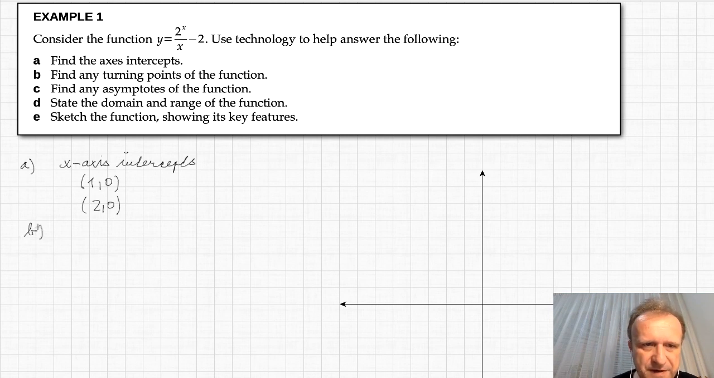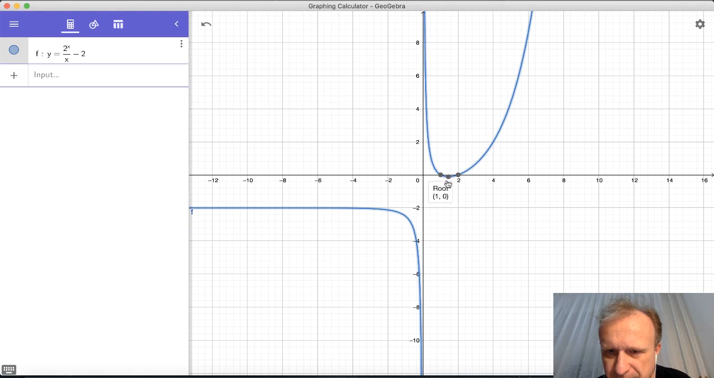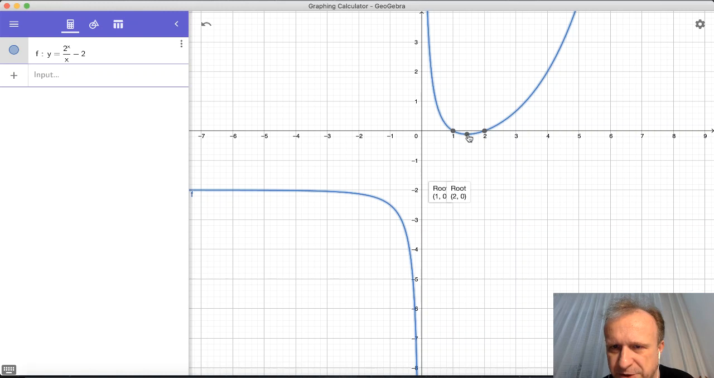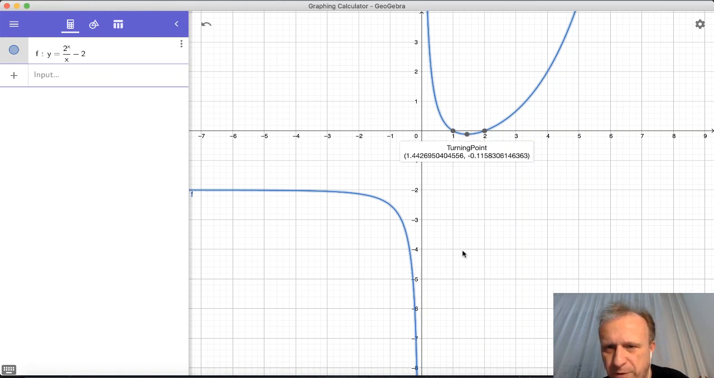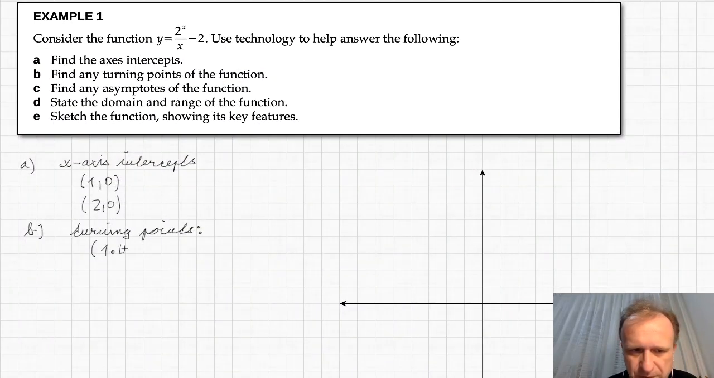Now, in part B, find the turning points of the function. So there is one turning point. So there was just one, and it had the coordinates, as far as I remember, but let me check it. It had the coordinates of, let me click on it. No, it doesn't work. I have to make it larger. 1.44 and negative 0.11. So this was the turning point.